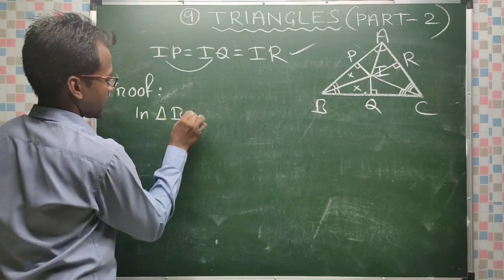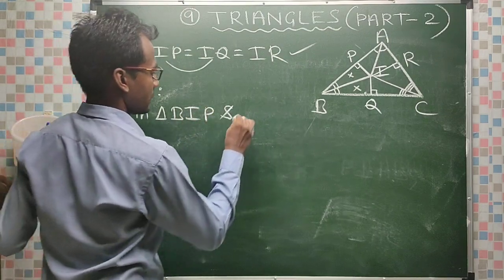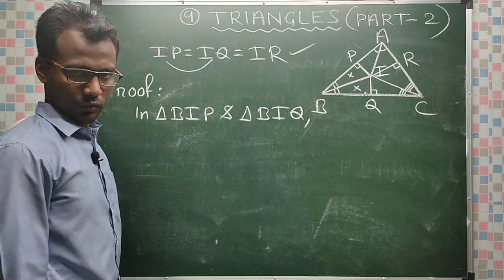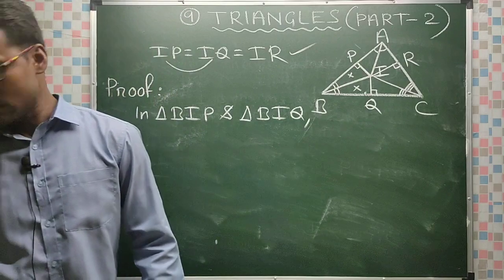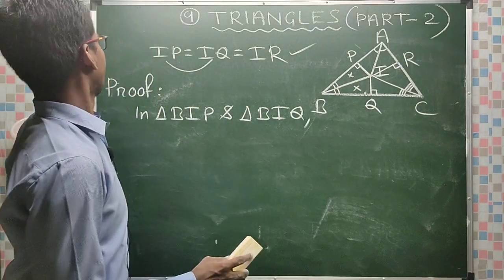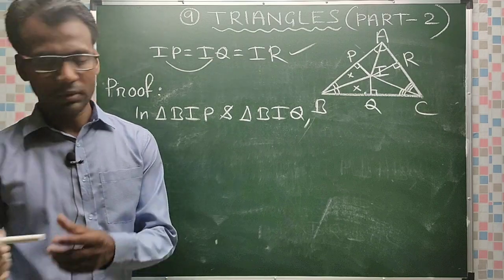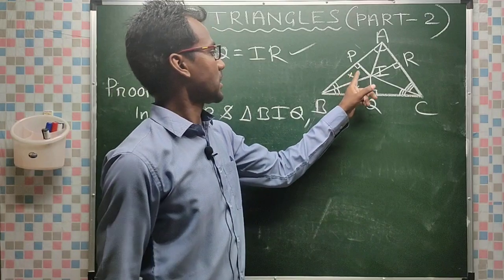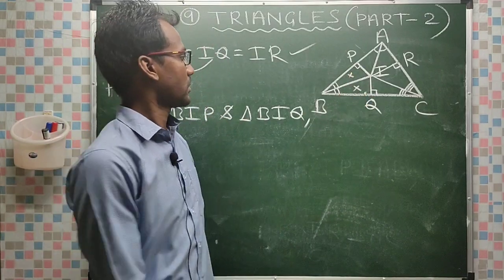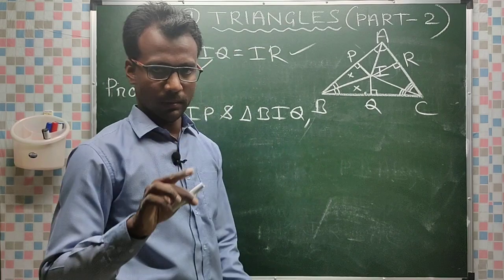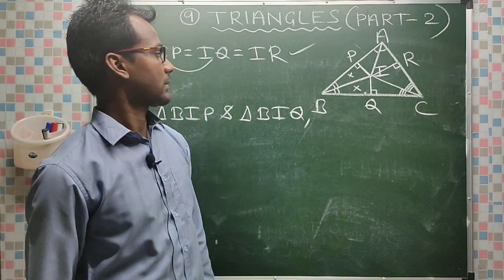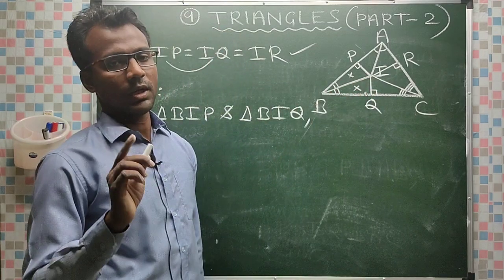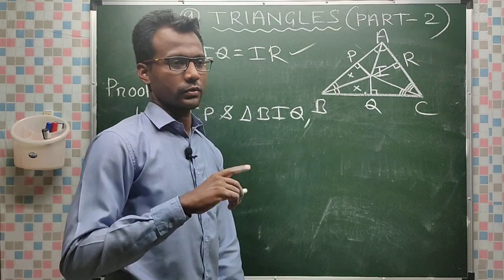In triangle BIP and triangle BIQ, we will try to prove congruency. See, 90, 90 means we got one angle. This angle is equal to this angle. This was also given. So we got two angles. Next is this side BI is common. So AAS, angle angle side. We can take this postulate.